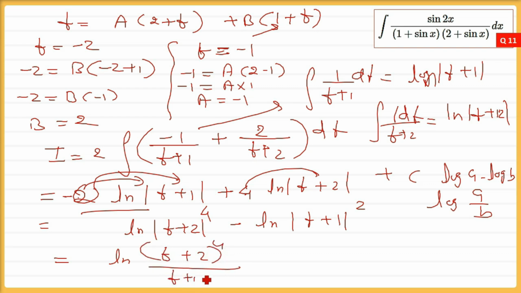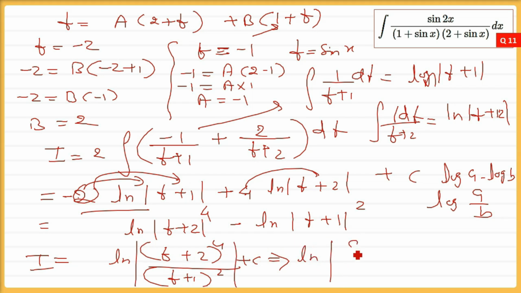So we'll get ln of t plus 2 to the power 4, t plus 1 to the power 2 in the denominator, plus c. And this, if you remember, t we have taken as sin x. Now replace wherever you get t as sin x. So ln, just replace t by sin x. So sin x plus 2 raised to power 4, and then sin x plus 1 raised to power 2, plus constant of integration. This is your final answer.